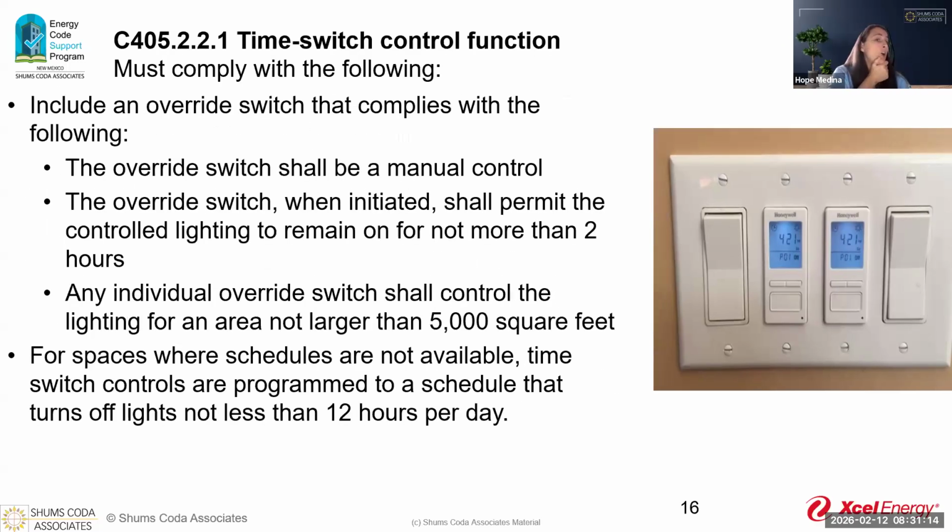You also have to have an override switch. Now, this override switch, you're able to have it as a manual control, but basically what it says is, hey, you know what? Normally we're all out of here by 5 o'clock, but we're going to do inventory. So we're going to be here for a couple of extra hours. So we're going to flip the override switch. Well, that override switch is going to allow the lights to be on for an additional 2 hours.